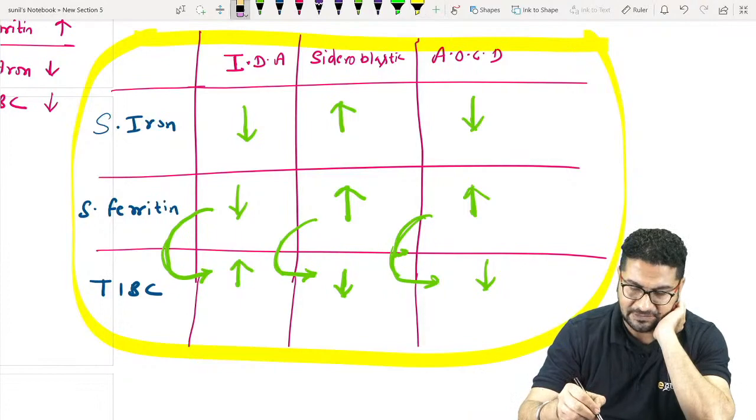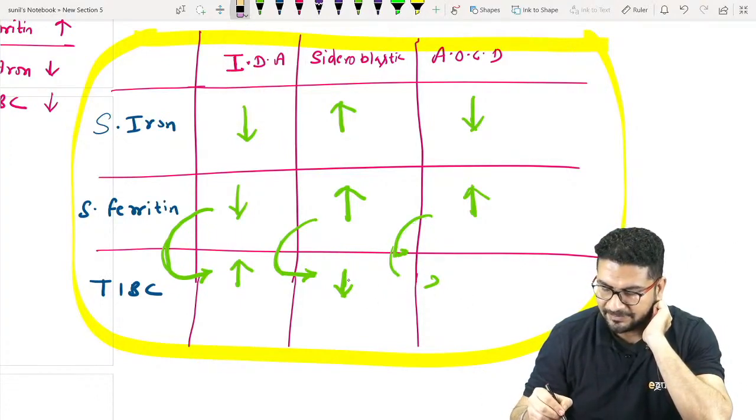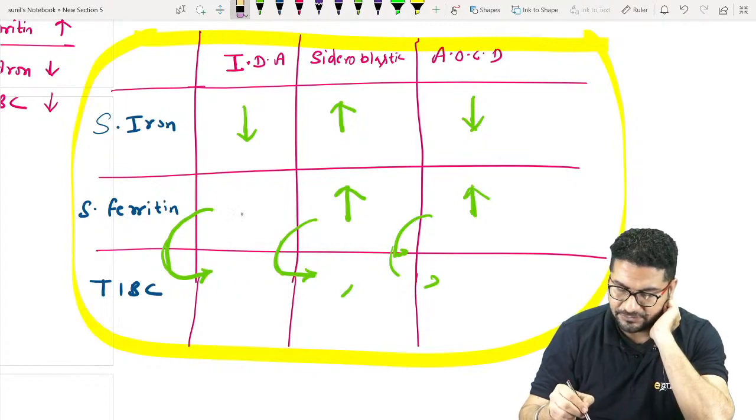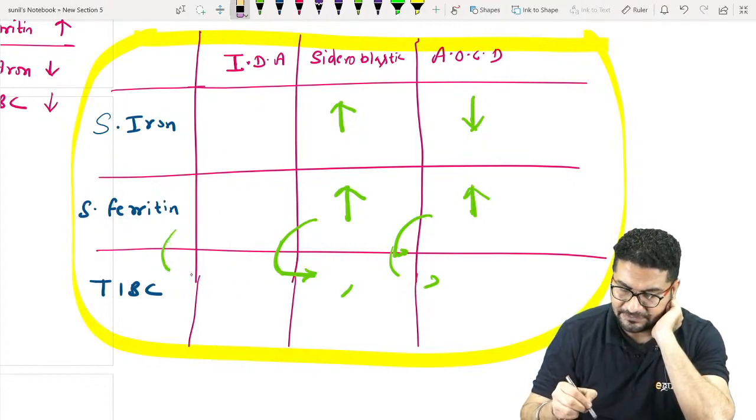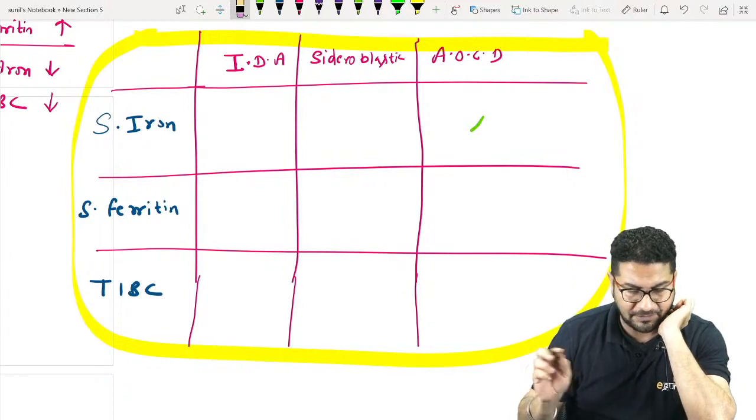Am I clear with this? I want you to remember this for your lifelong basis. This is very, very important because this is the one thing that students are confused about in hematology. And if you know this, then no question is difficult. Trust me, all other questions are simple.